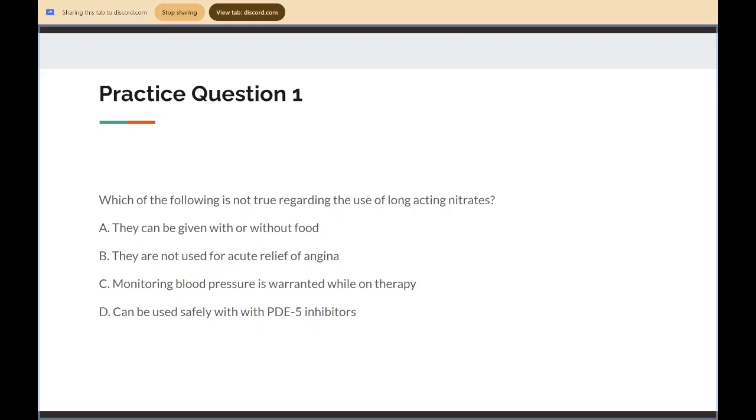Okay. Looks like everyone chose D, and D is correct. Concomitant use with PDE5 inhibitors such as sildenafil or tadalafil can lead to severe hypotension and an increased fall risk. Great job, everyone. Anyone have any questions or concerns about practice question 1 so far? All right. If you think of a question later, feel free to put it in the chat or send me a message.